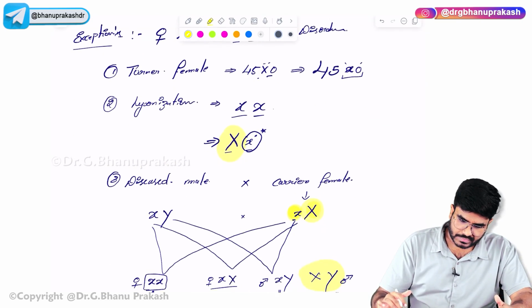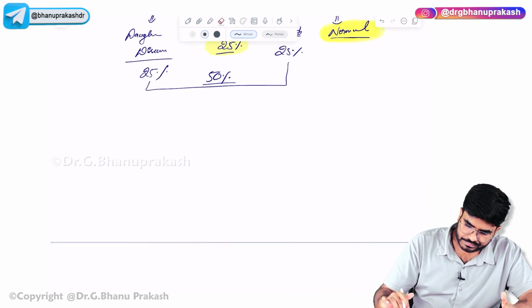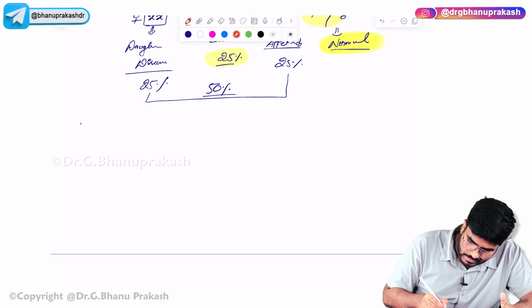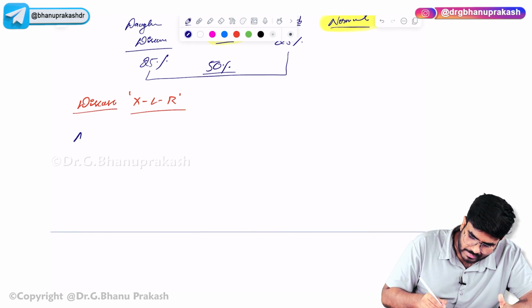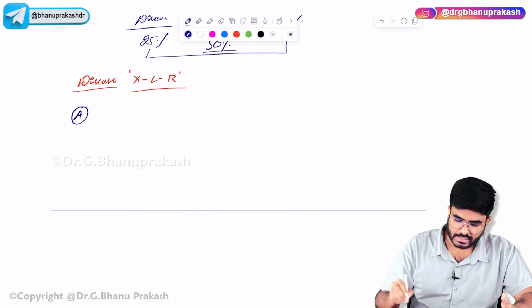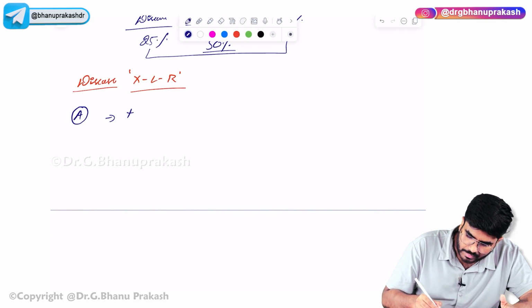After this, let's discuss the diseases which follow the X-linked recessive inheritance pattern, the XLR diseases. The mnemonic I used to follow is ABCDF, something like that. A stands for hemophilia A and B.